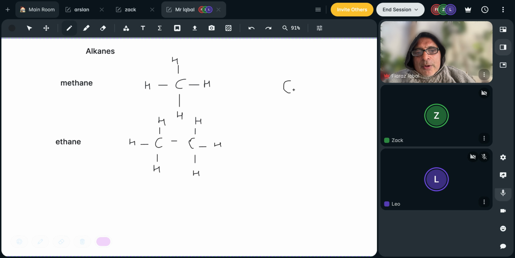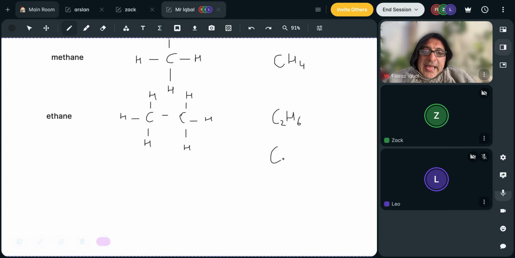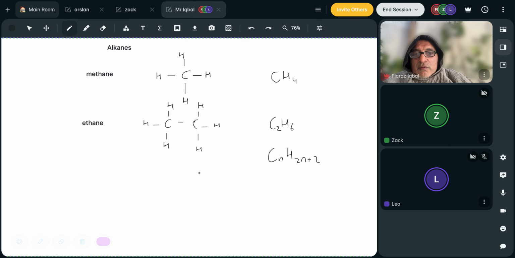If we write out their shorter formulas, this is one carbon and four hydrogen. This one has two carbons, C2H6. The general formula is Cn for the number of carbons. To work out the hydrogen, take your number of carbons, times them by 2, and add 2. All right, and we did that last week, so hopefully that should be perfectly fine. Now, from there, we're going to move on to alkenes.